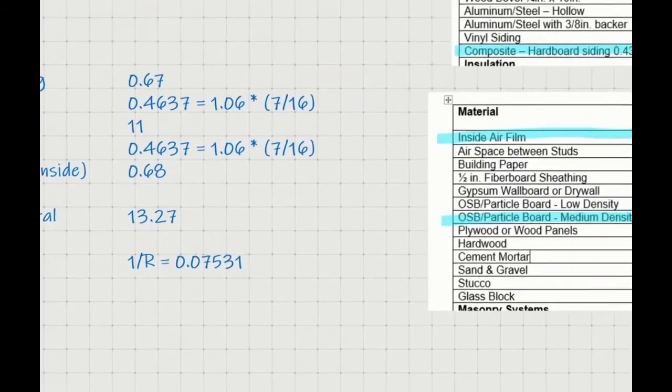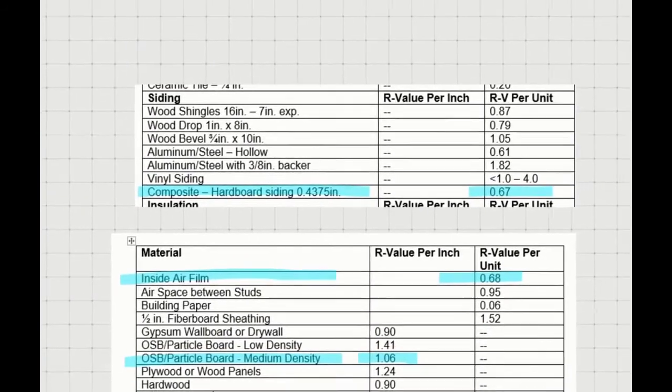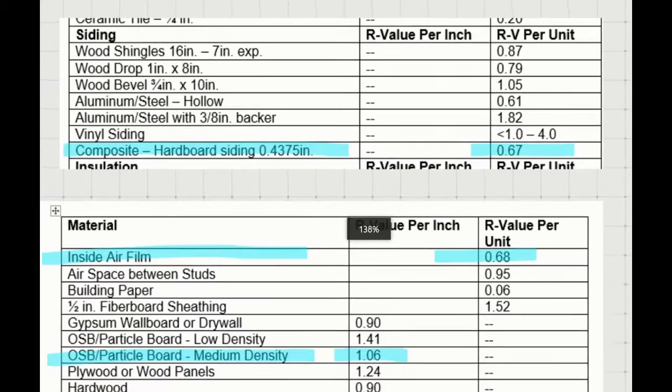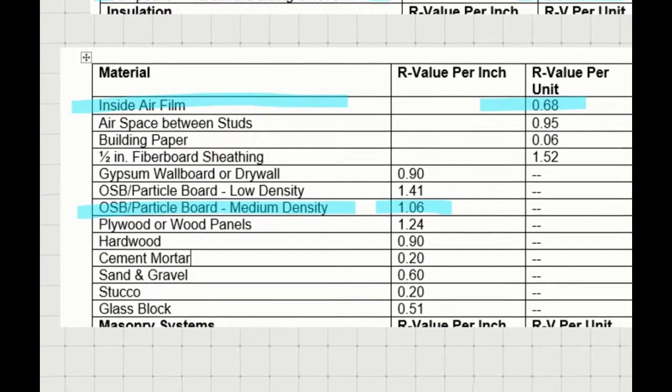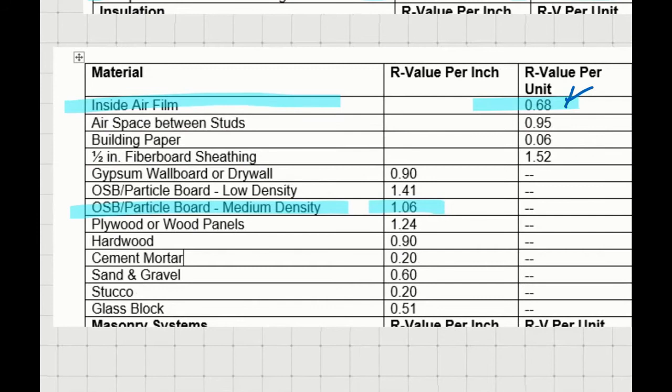So let's go over here and look at our siding. We're going to use a composite siding as our model here. So we're going to use 0.67. And then we're also going to think about the inside air film. We're going to use 0.68 and OSB 1.06 per inch. Remember, we're talking about 7/16 of an inch for each piece of OSB. And then when it says R11, you just use 11, okay?